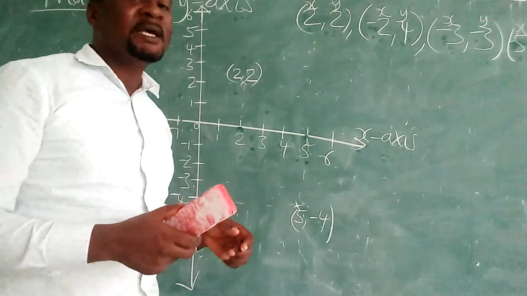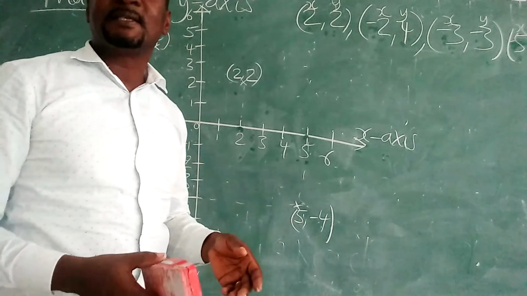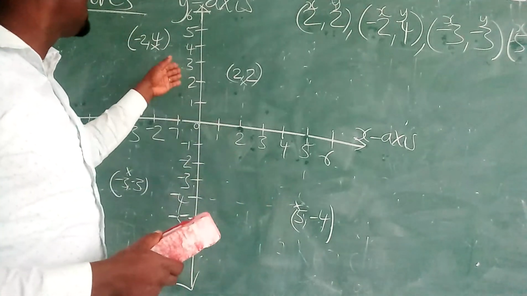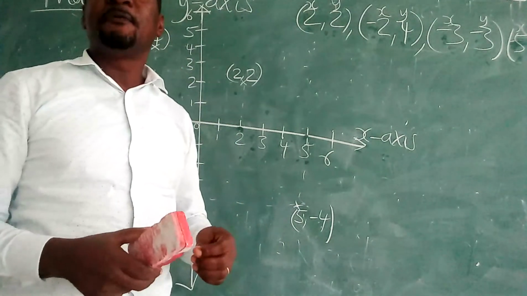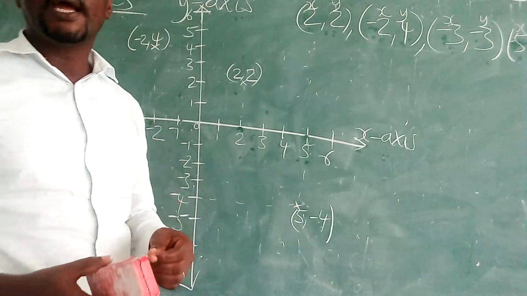The second numbers, I've told you that it is what? Y, it is found on the y-axis. So if the second number is positive, then go to the positive side of the y-axis. If it is negative, go to the negative side of the y-axis.